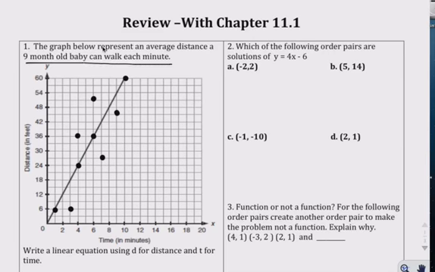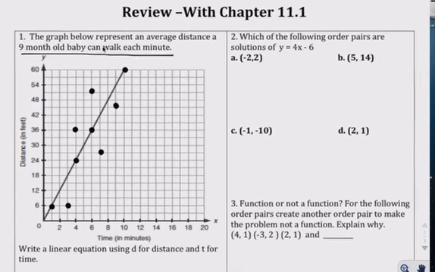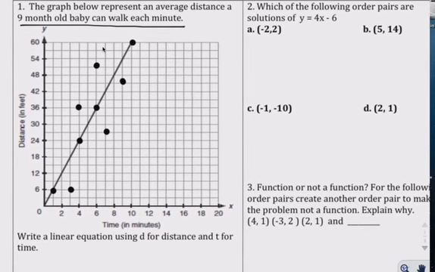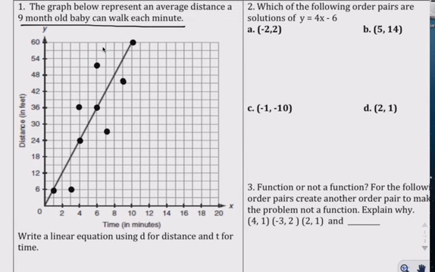Walk each minute. Okay, so basically these dots here represent every baby, each baby, and how many minutes, how far they can walk, and stuff like that. Now this line is the line we're talking about writing an equation for. It's called a line of best fit.